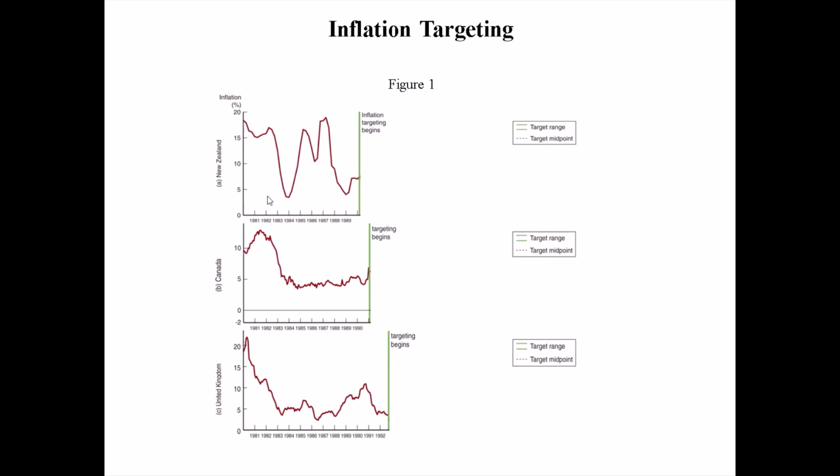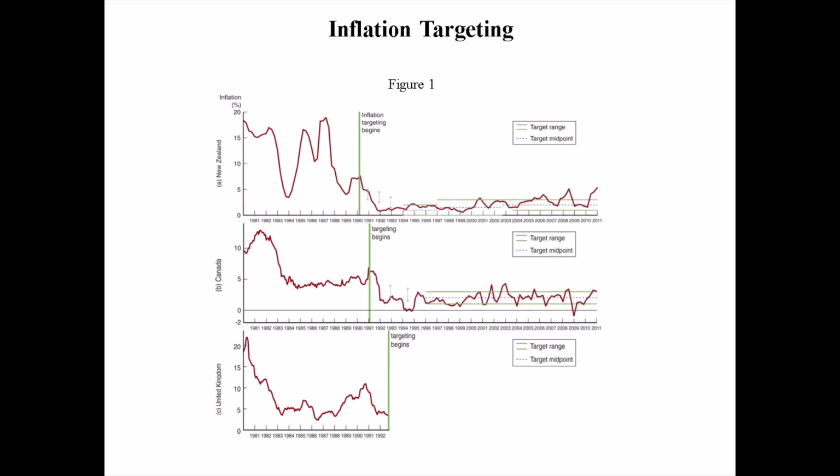So you see inflation's all over the place in New Zealand. It's high in Canada, and then it's relatively stable in Canada, then it starts to accelerate. In the United Kingdom, it's pretty high in '81, then it reaches another peak at 10. So when the central banks of New Zealand, Canada, and the United Kingdom started targeting inflation, they've done a pretty good job. They've kept it well below 5, it looks like.